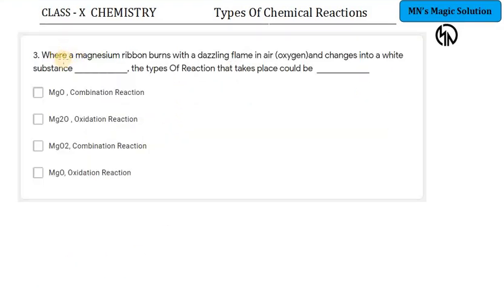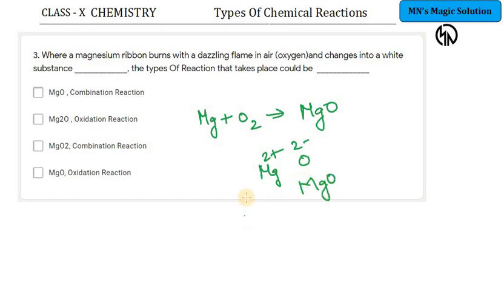For question number 3, a magnesium ribbon burns with a dazzling flame in air and changes into a white substance, dash. Which is the white substance? Magnesium ribbon is Mg. And that is combining with oxygen in the atmosphere. So what will be the product? It will be magnesium oxide. Magnesium's valency is 2 plus and oxygen's valency is 2 minus. Therefore, when they combine, you will get it as MgO. Cancel using the LCM, then you will form this compound. Correct? So it is MgO.